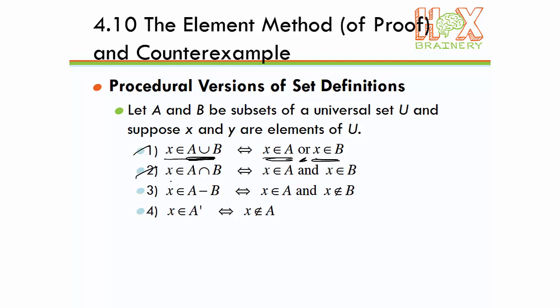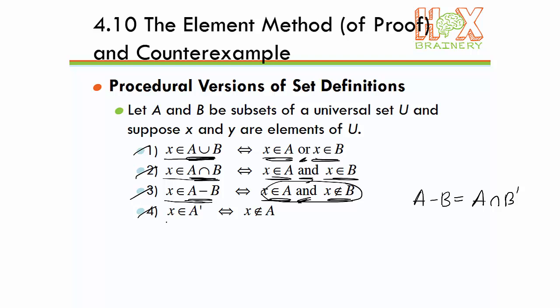The second one says that x is an element of A intersection B. That means that x has to be an element of A and has to be an element of B. Remember, when we see the word and, we think of that as intersection, and vice versa. And then 3, if x is an element of the set difference A minus B, that means that x is in A and x is not in B. You may remember when we went over set identities that the set difference is equal to A intersection B complement.